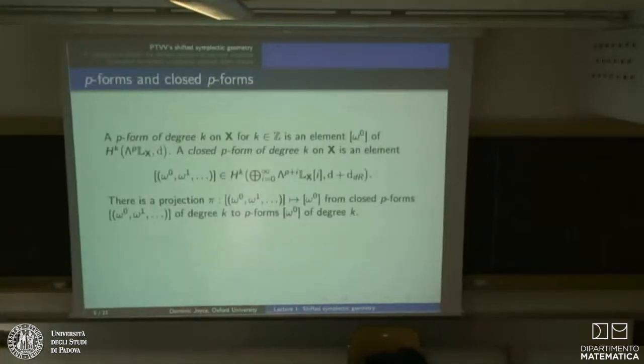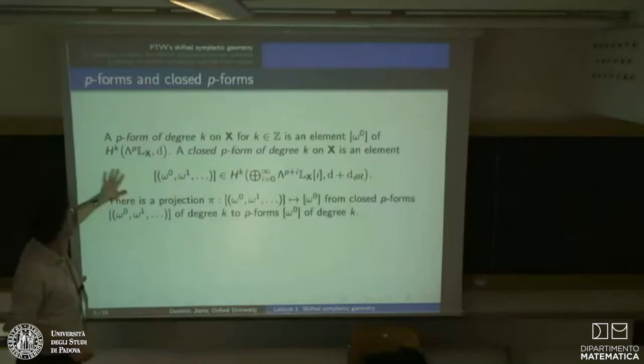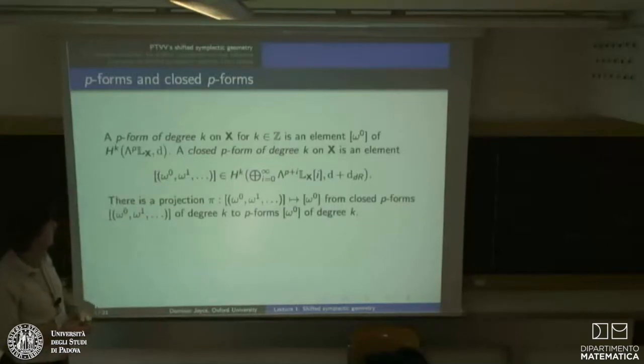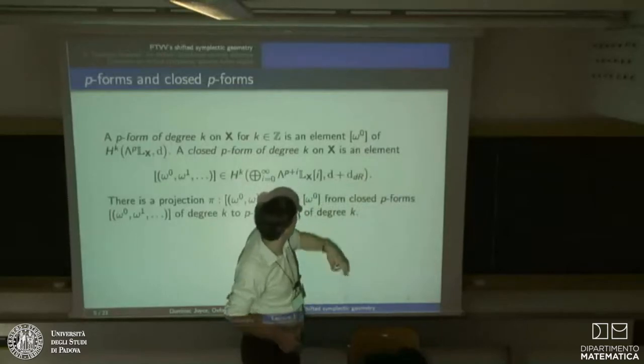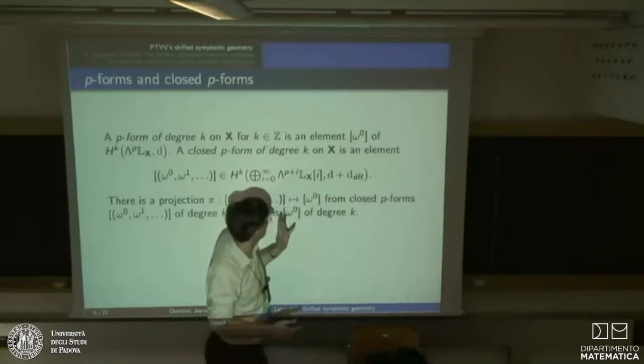Okay, so a p-form of degree k on X for an integer k is basically a cohomology class in H^k of the p-forms, the complex of p-forms with the internal differential d. So sometimes we talk about a p-form as a cohomology class in square brackets. Sometimes we talk about it as an actual cochain, omega_0.